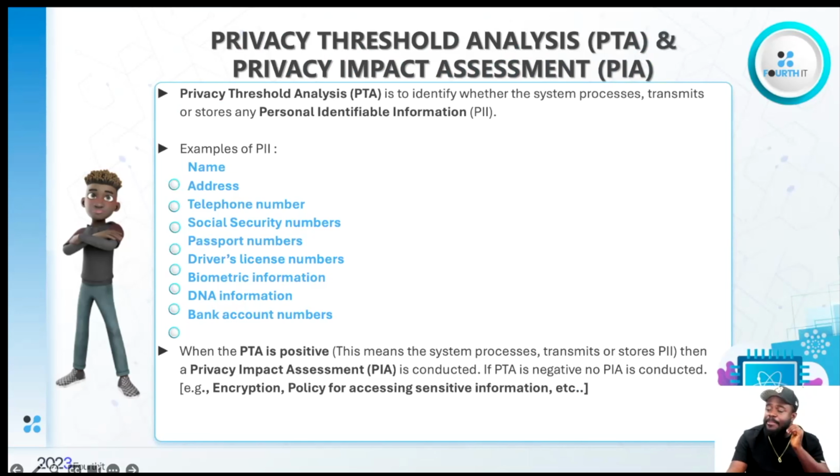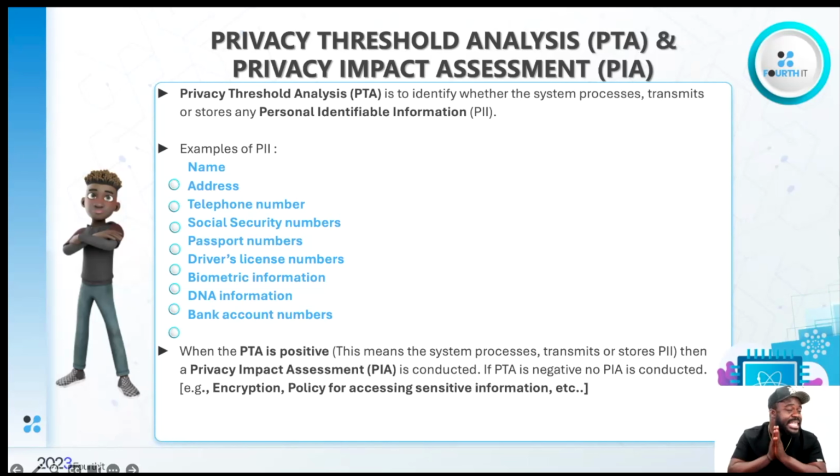Now, when we talk about a PI, what is a PI? PI is any information that we can use to identify you and me. Your name, your address, all those things. I'm going to show you a copy of how we do the PIA and the PTA. Now, if the system is going to process PI, then we do a PIA. But if the system is not going to process PI, we don't worry ourselves to do that.